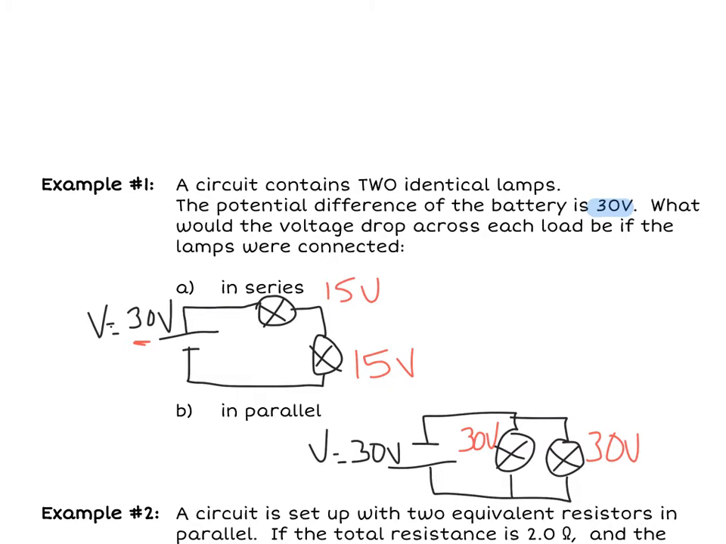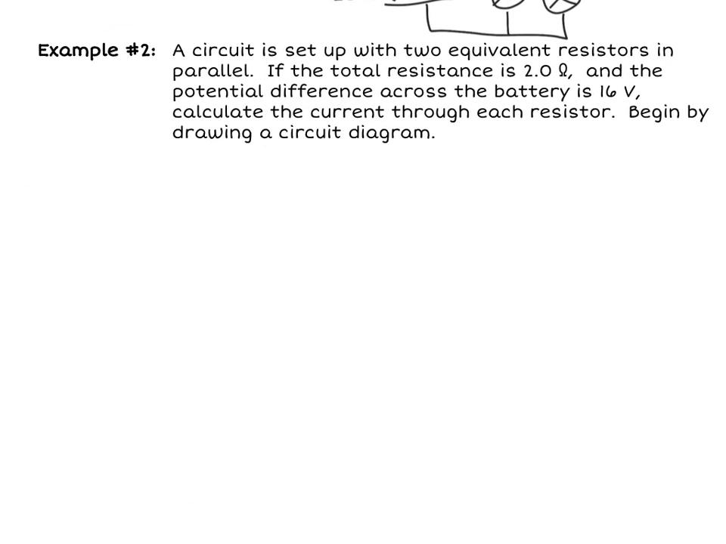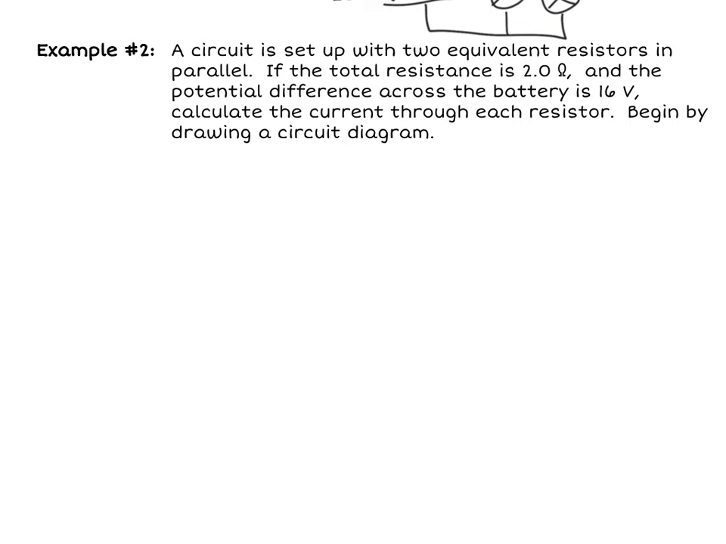Let's try another example. So in this question, it says a circuit is set up with two equivalent resistors in parallel. If the total resistance is 2 ohms and the potential difference across the battery is 6 volts, calculate the current through each resistor. All right, well, maybe we should start by drawing a diagram to make this a little bit more visual. So I'm going to set up my circuit here.